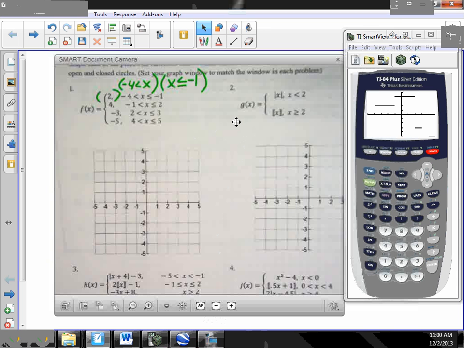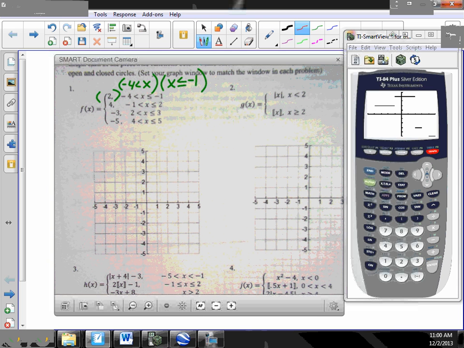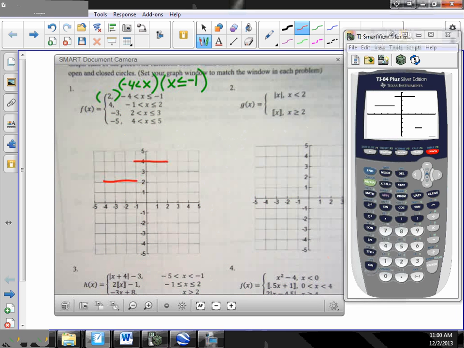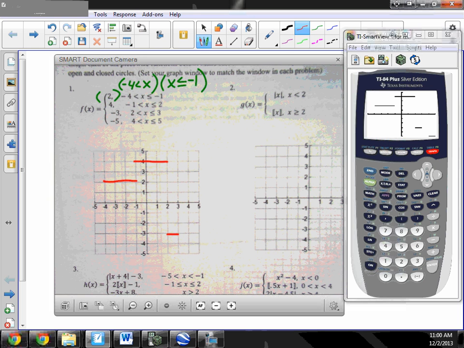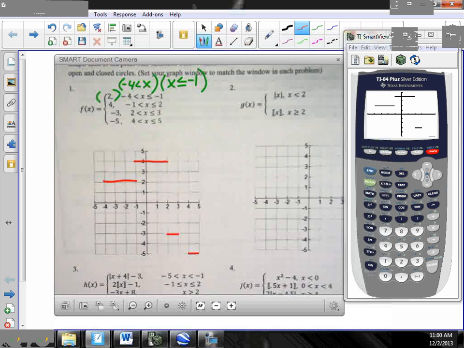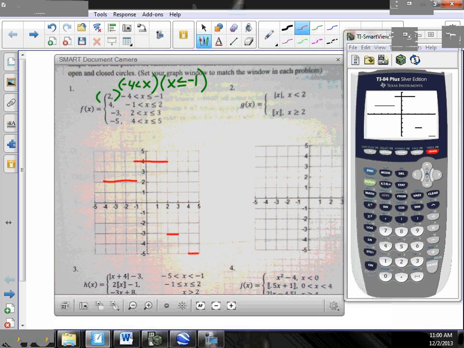So on your paper, I want you to graph those lines. So from here to here, from there to there, and from, how long is that one? From 2 to 3, and then from there to there. Okay? So you can transfer the graph straight from your calculator to your paper. Make sure that you do it really carefully. But the trick is we have to put the correct endpoints on it.